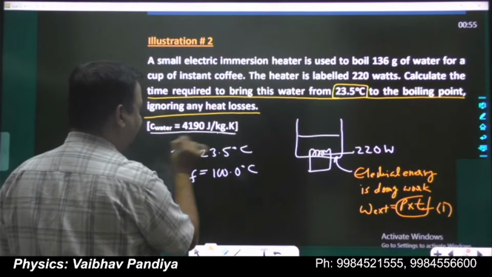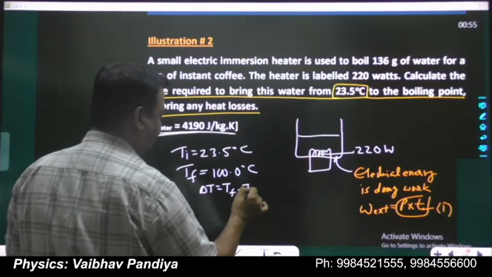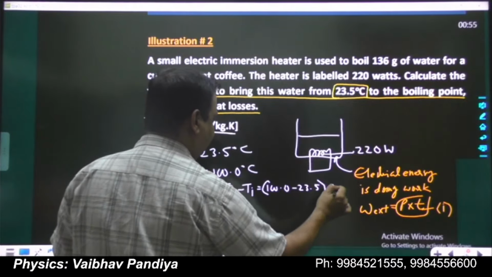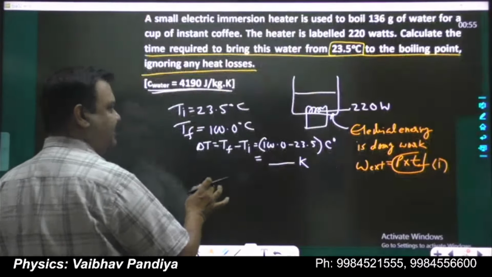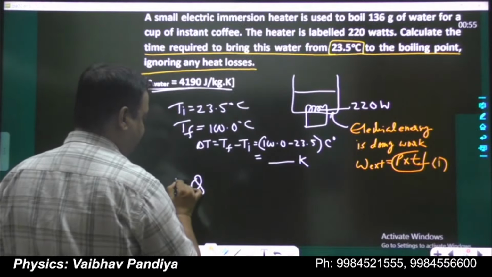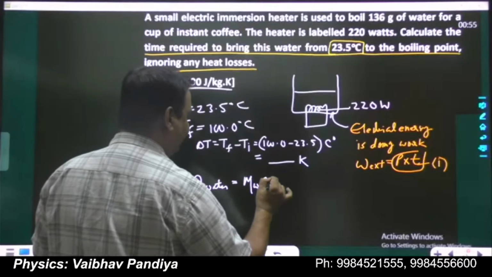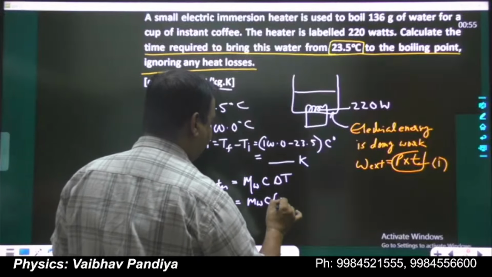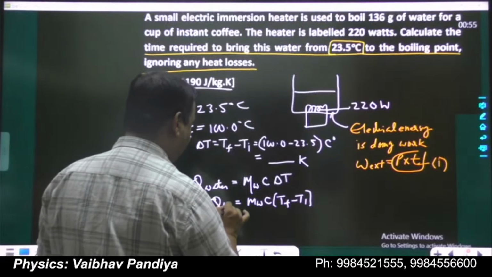You are given the specific heat of water. The change in temperature will be final minus initial. So you'll get 100 minus 23.5 Celsius degree. And same thing will come to be in Kelvin. Remember, the change in temperature in Celsius degree and Kelvin is the same. Now, what will be the heat absorbed by water? So let's say mass of the water into specific heat of water into delta T. So mass of water is given, specific heat is given, and you can put Tf minus Ti. So you'll get this value, Q of water.